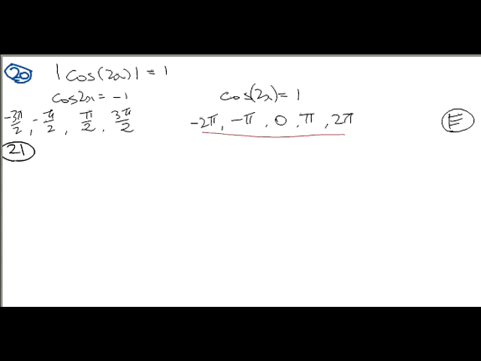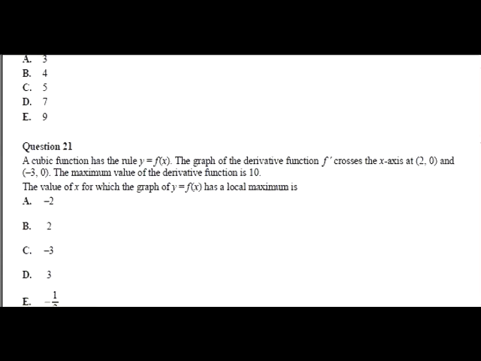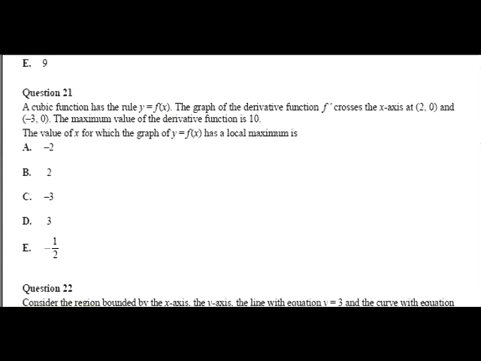21, home stretch now. And 21 is a very interesting question. See it this way: it's a cubic function, and it talks about the graph of the derivative function. There's an intercept at (2, 0), another intercept at (-3, 0), and there's a max. It doesn't look like too much information, and you want to find where the local maximum is on f of x.